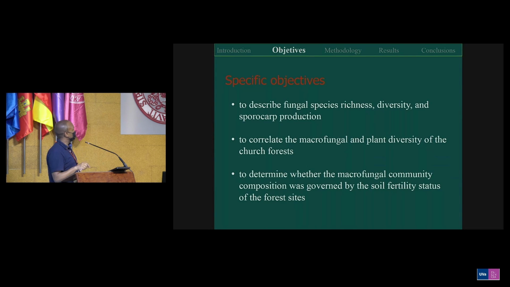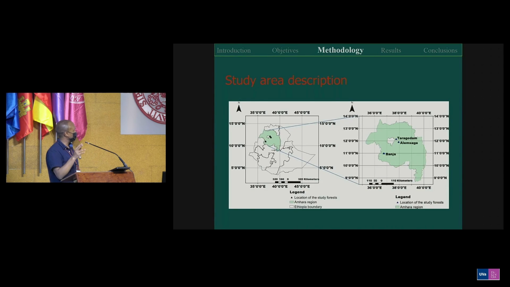We had three objectives. The first one is to describe fungal species richness, diversity, and sporocarp production of this forest system, to correlate the macrofungal and plant diversity of the church forests, and also to determine which edaphic variables are more responsible for governing the macrofungal taxa composition in these church forests.